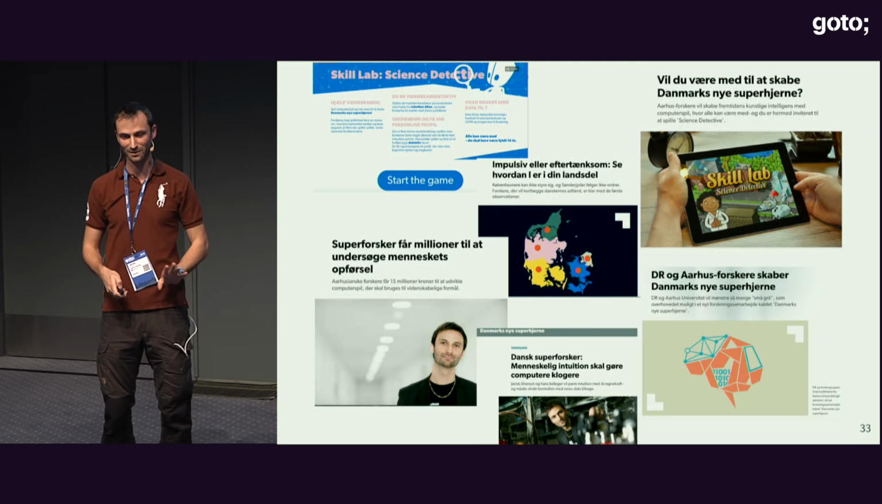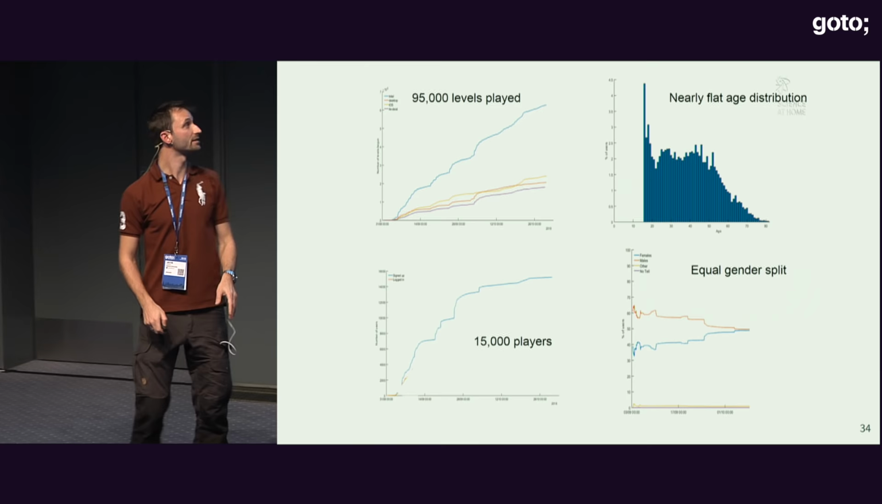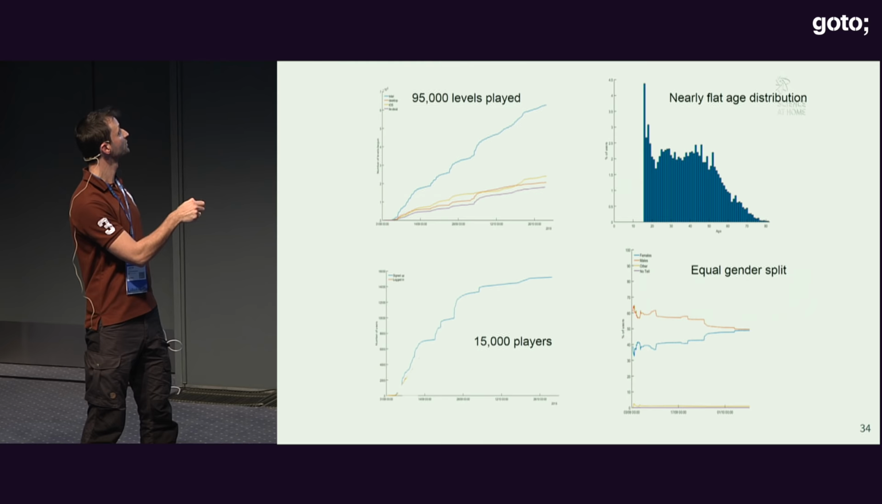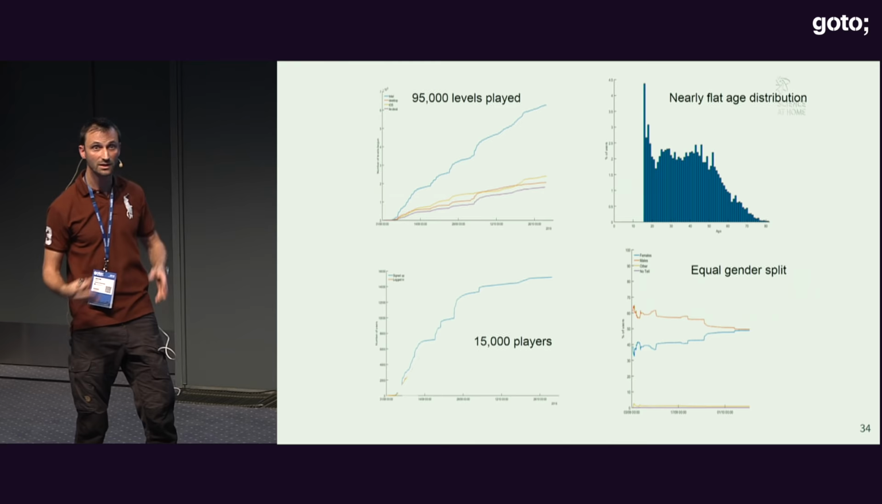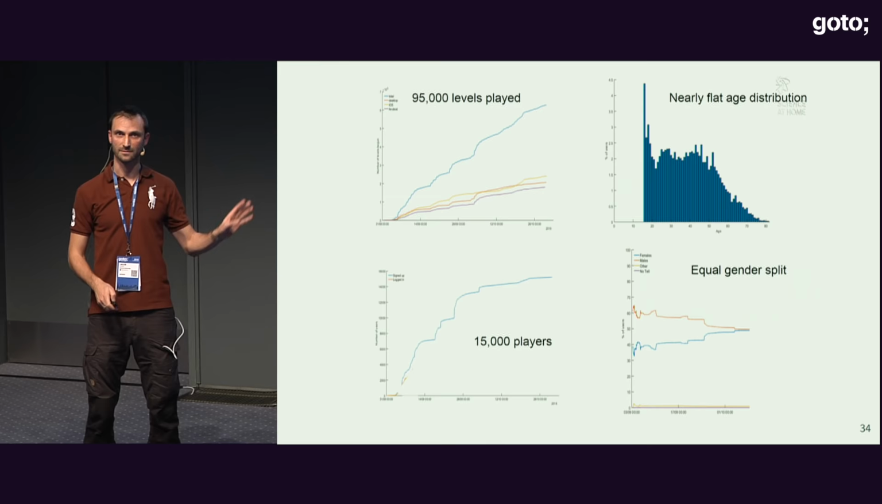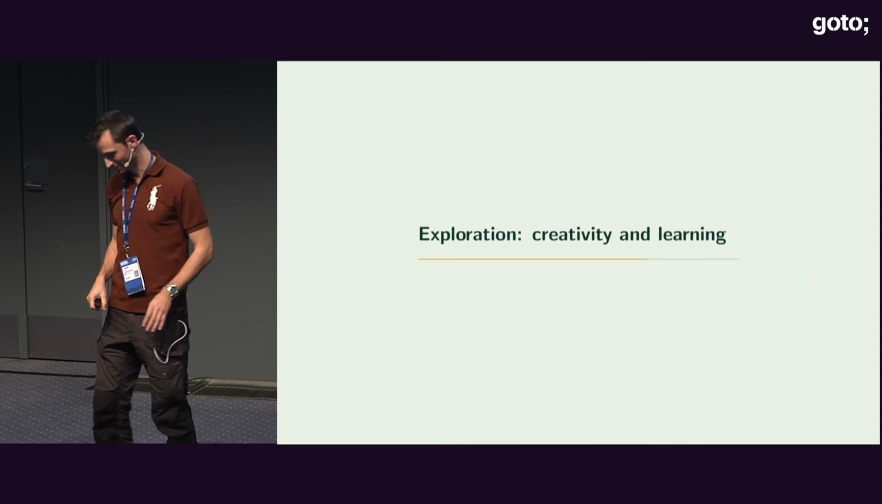The cool thing about this is that we get a nearly flat age distribution. No social scientists have access to something like this. It's flat, and it falls off, but that's because people are dying here. And we have equal gender splits also. So this is on a Danish scale, but we're really sampling the Danish population at large. I think that's really promising. Ah, here it was. I'll flick through it, so you have to go yourself if you want to see.